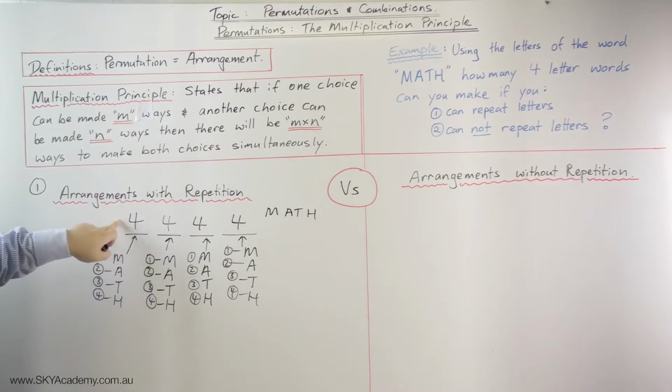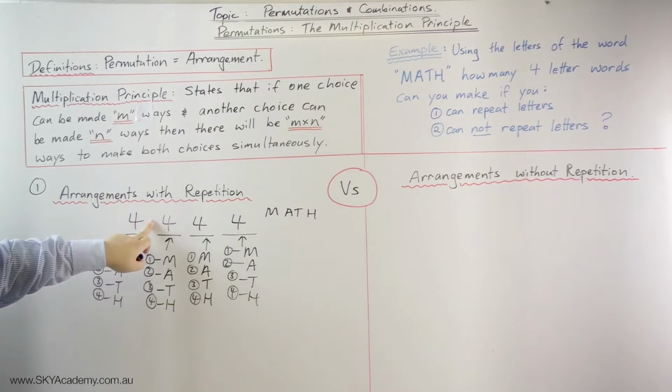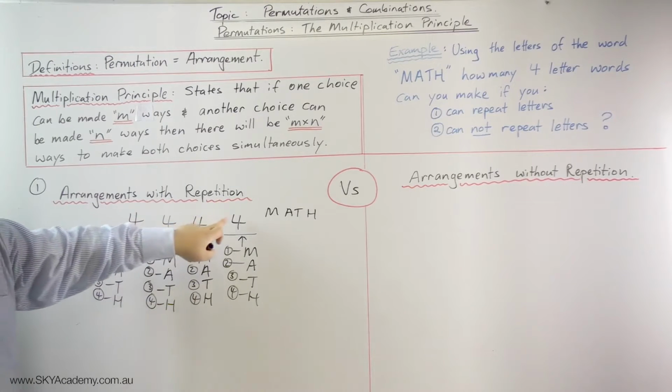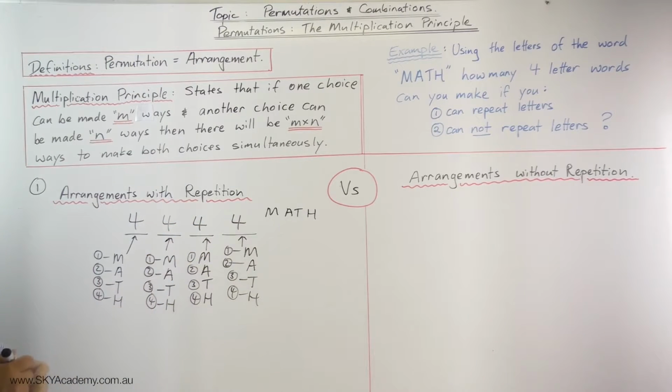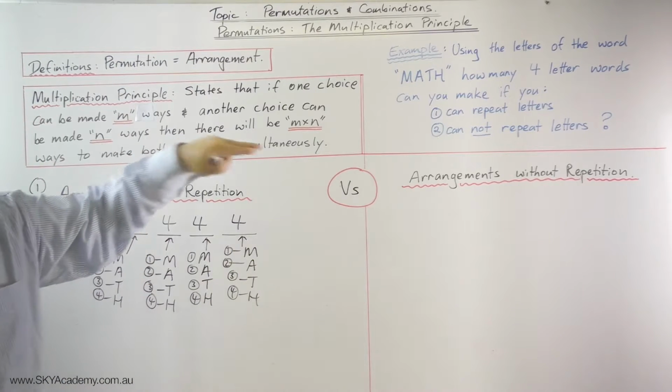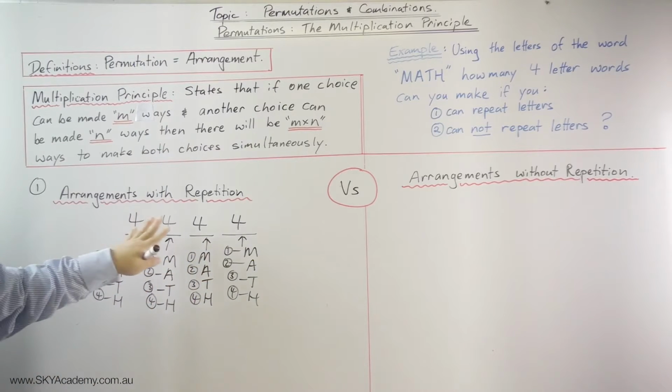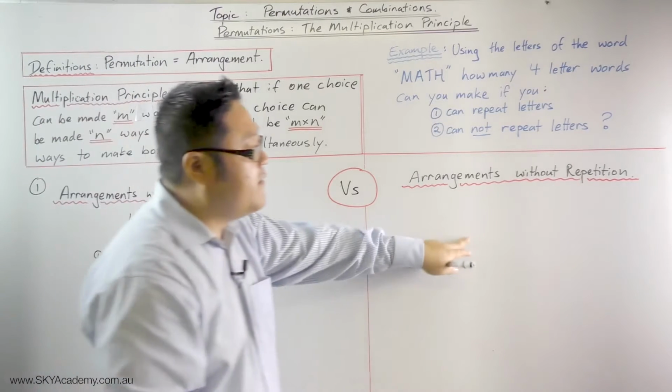So you've got 4 possible choices to make for position 1, 4 possible choices for position 2, 4 possible choices for position 3, and 4 possible choices for position 4. Okay, good. Now, let's go over to the other side without calculating this, because I'll come back to this. But let's go over here.